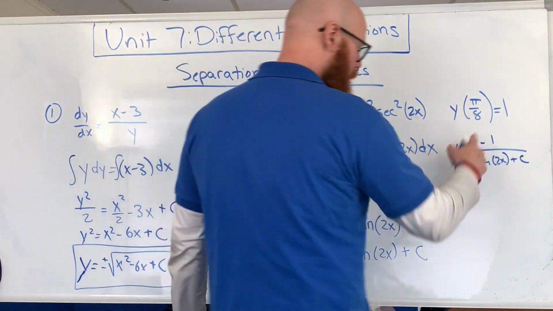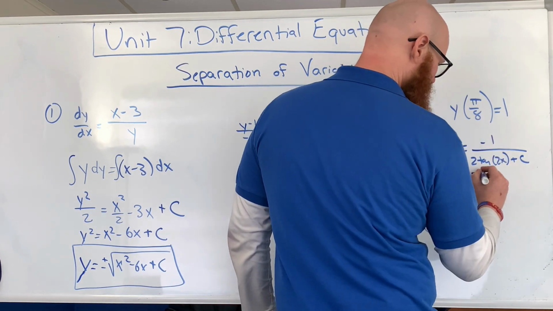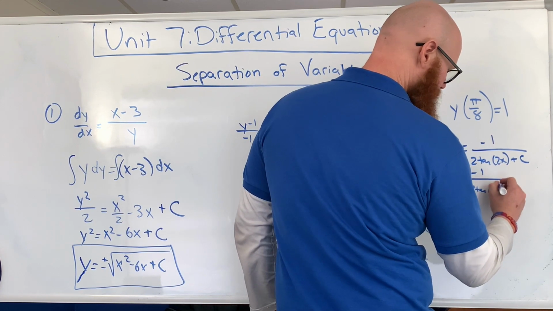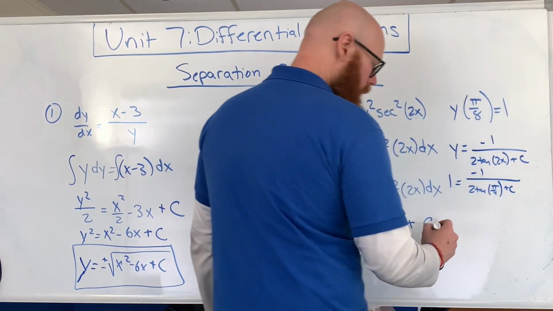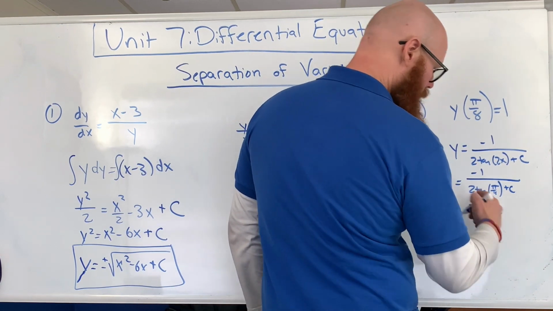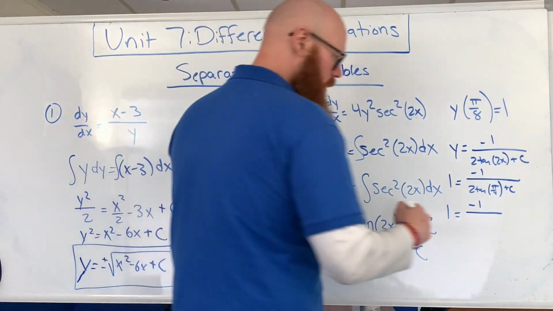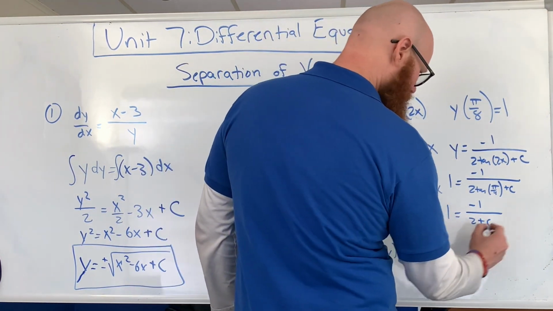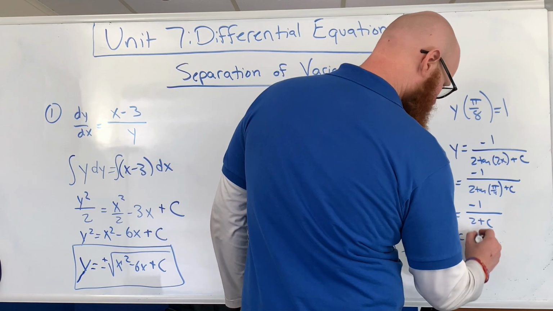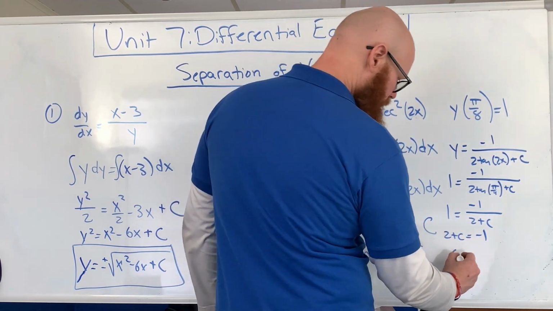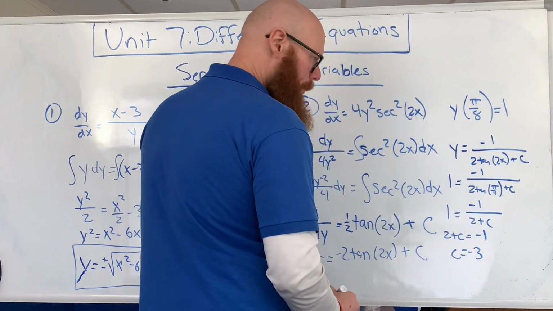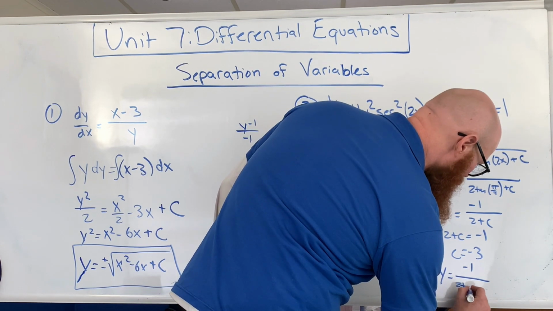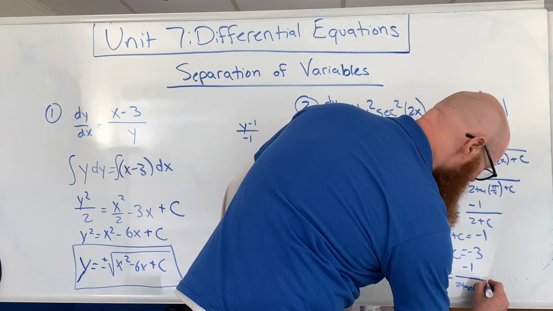So I'm going to plug in 1 for y and pi over 8 for x. So 2 tan, that's pi over 4, if I double pi over 8, plus c, so I get 1 equals negative 1 over, well, the tan of pi over 4 is just 1, so I get 2 plus c. I can bring the 2 plus c over here, so I get 2 plus c equals negative 1. If I subtract 2, c equals negative 3. So our particular solution is y equals negative 1 over 2 tan 2x minus 3.